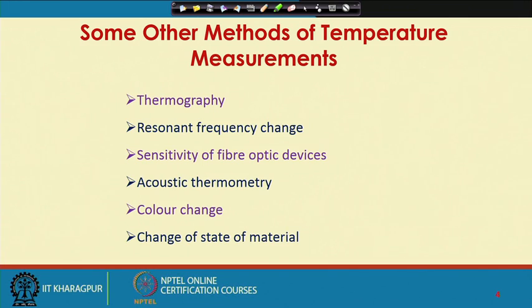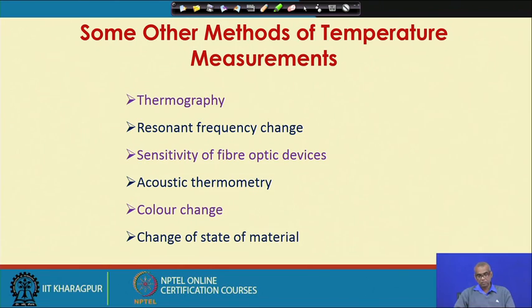There are several other methods of temperature measurement. Here, the other principles or other effects of temperature on materials that can also be used for temperature measurement are listed: thermography, resonant frequency change, sensitivity of fiber optic devices, acoustic thermometry, color change, change of state of material.